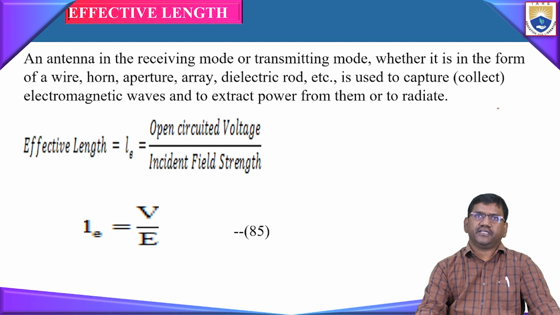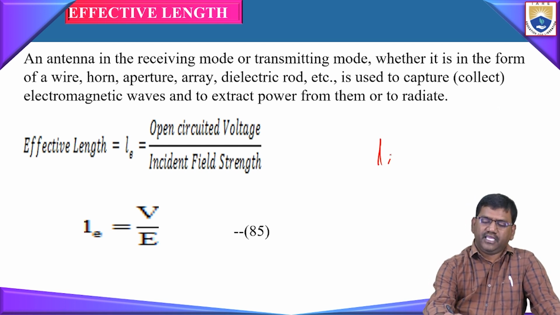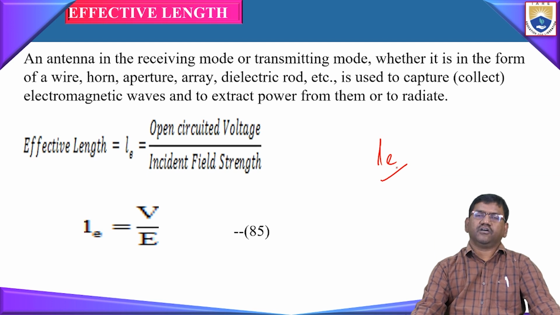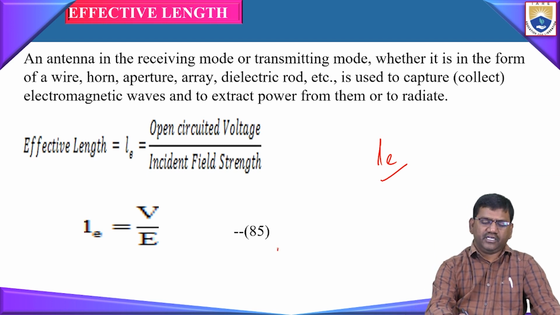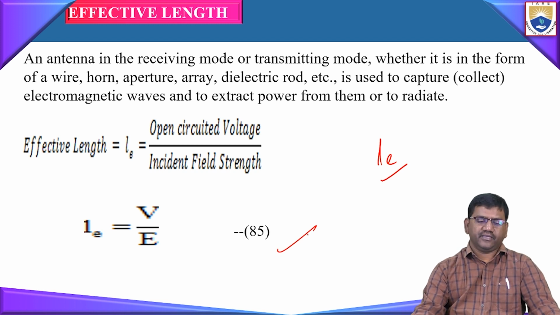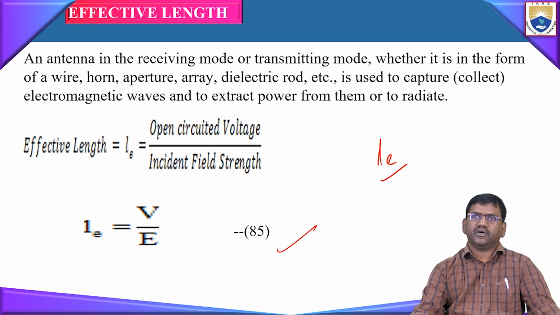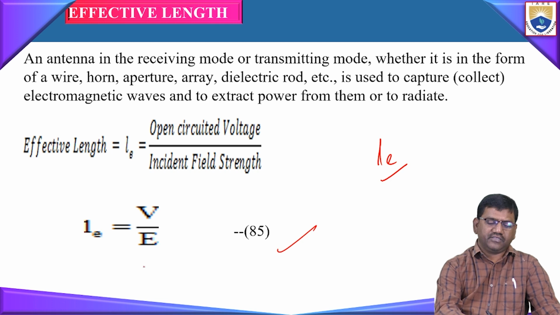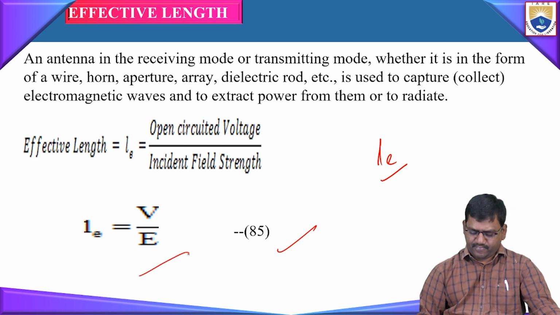Now another basic parameter of the antenna is effective length. Effective length is denoted by the symbol LE, which is the ratio of the open circuited voltage to the incident field strength. Symbolically, we can represent it as LE equals V by E. An antenna, in the receiving mode or the transmitting mode, whether it is in the form of a wire, horn, aperture, array, dielectric rod, etc., is used to capture electromagnetic waves and to extract power from them, or to radiate. So the effective length is given by V by E here.